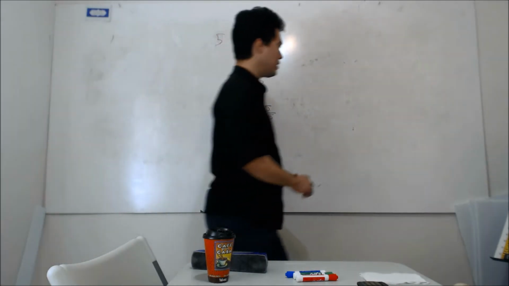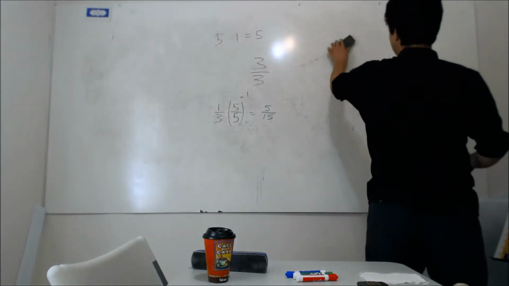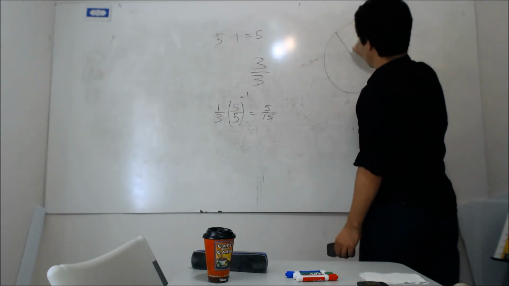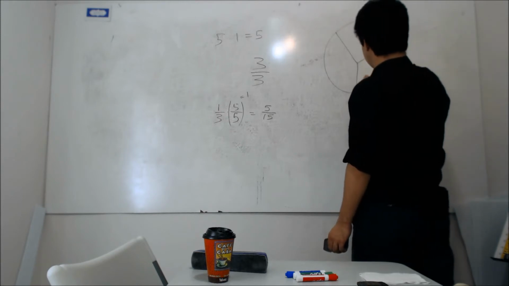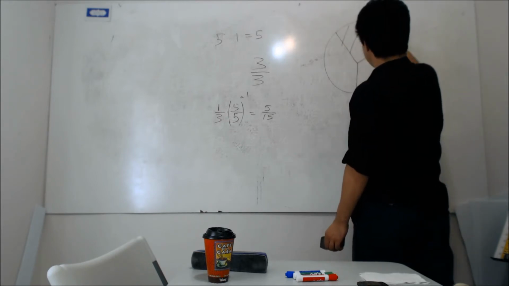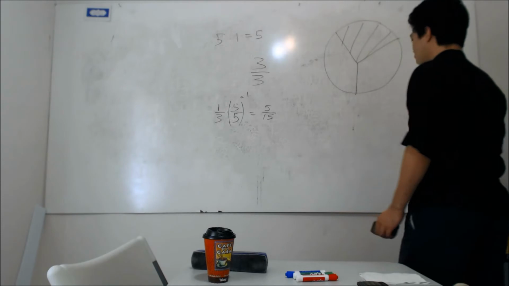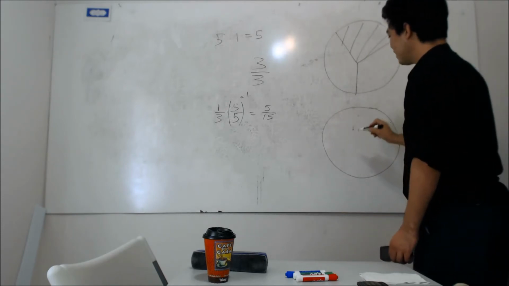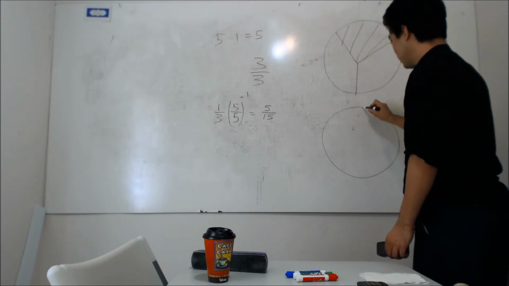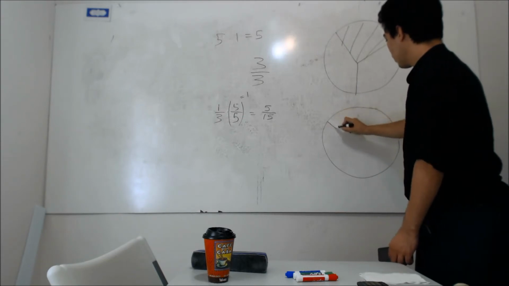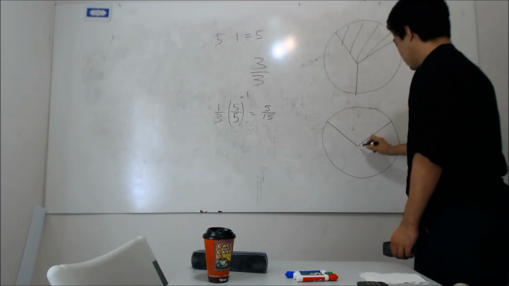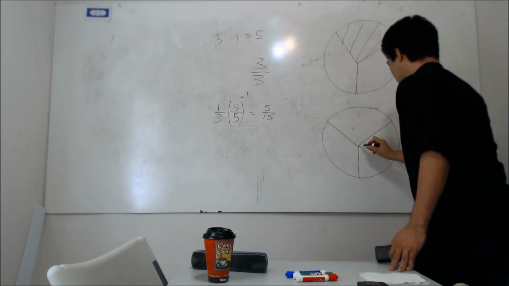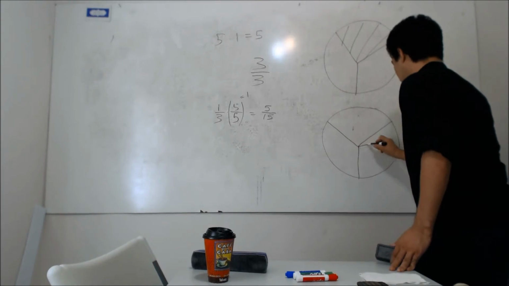It's the same. If I take a pizza and I slice it into 3 equal pieces, this is going to be my 1/3 piece. But watch this. I'm going to slice this pizza into 15 different pieces. Watch this. That's 3 pieces. Then I'm going to slice this one into 5 pieces.